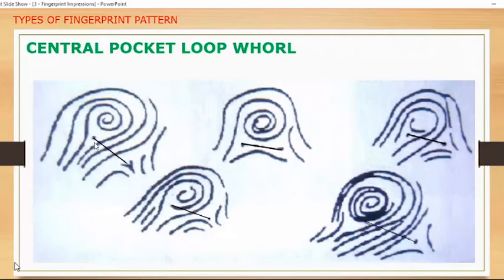Like this one, that is the left delta, the right delta. Yan yung umiikot lang na ridge. Hindi niya nadadaanan, kasi ito palabas na, di ba? So that is a central pocket loop wall.